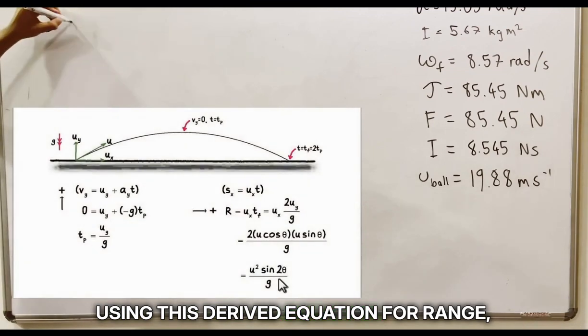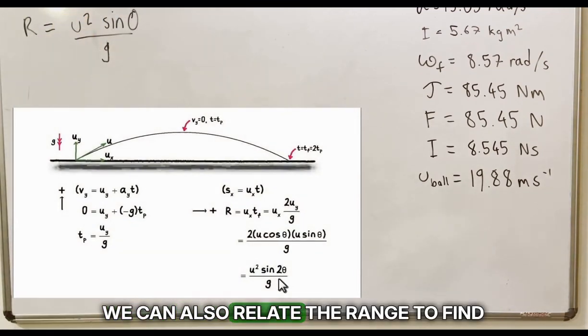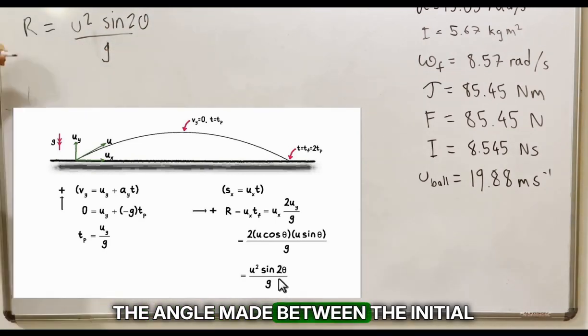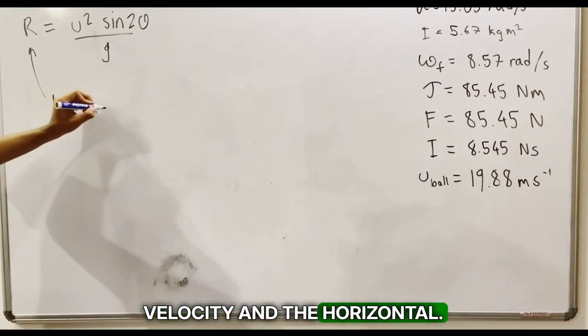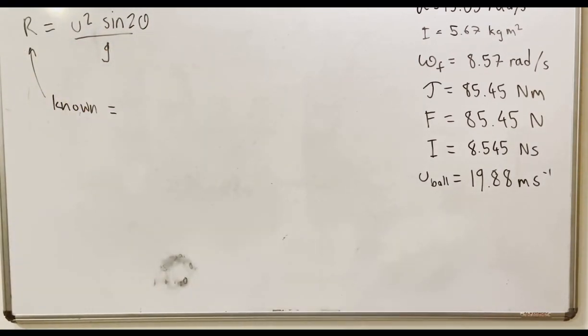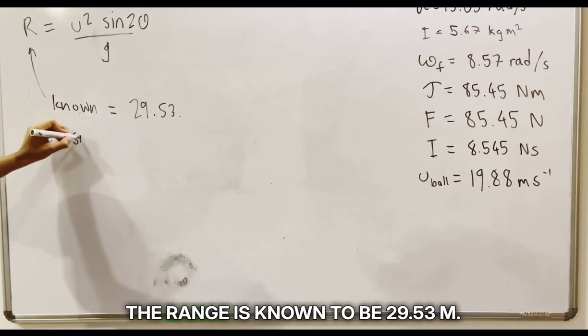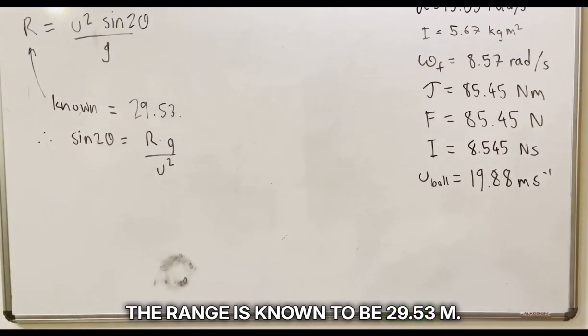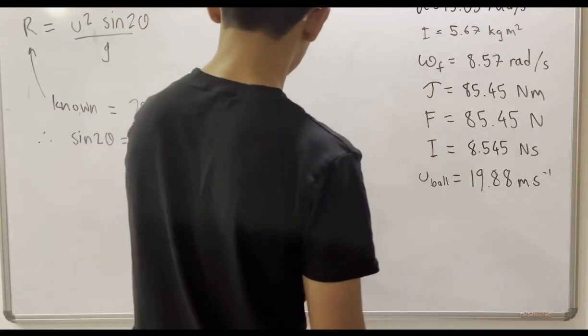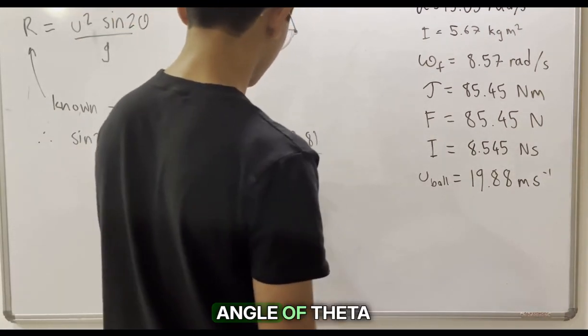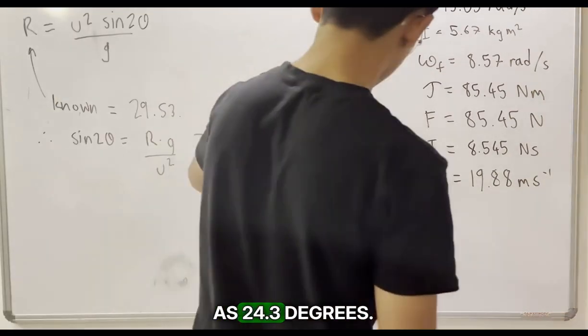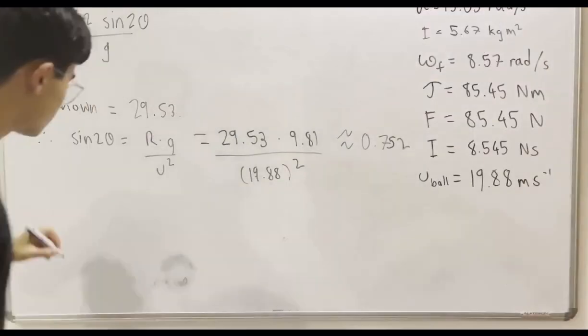Using this derived equation for range, we can also relate the range to find the angle made between the initial velocity and the horizontal. The range is known to be 29.53 meters. By relating this, we get our angle theta as 24.3 degrees.